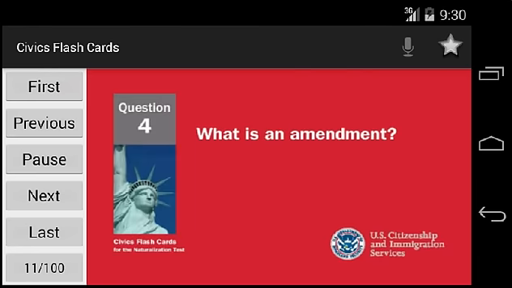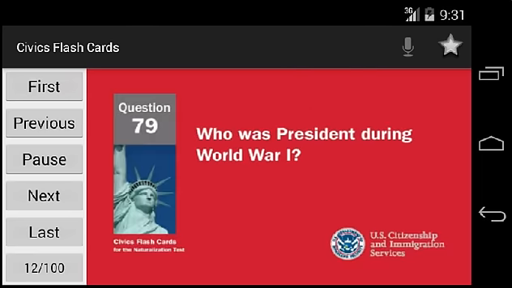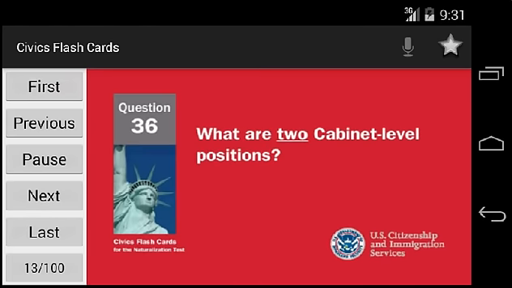What is an amendment? A change to the Constitution. An addition to the Constitution. Who was president during World War I? Woodrow Wilson. What are two cabinet-level positions?